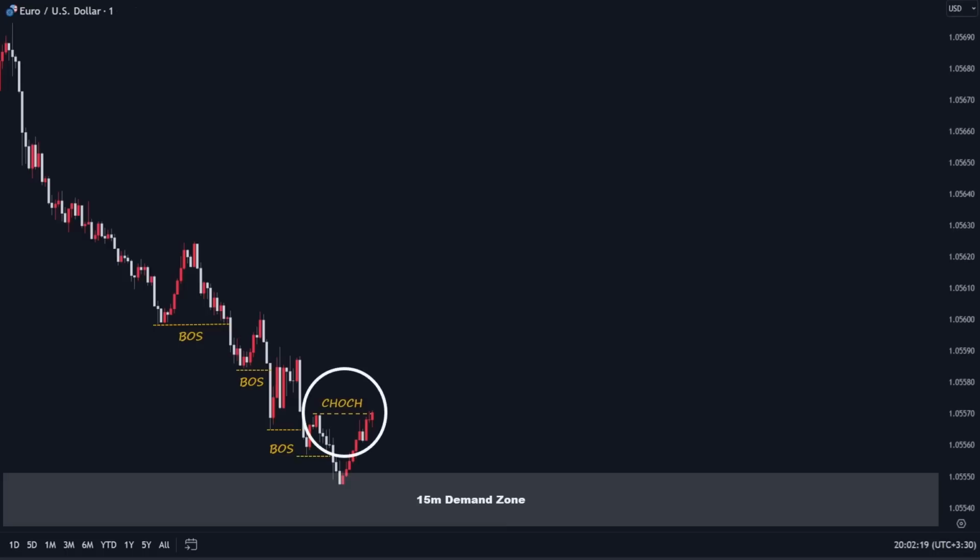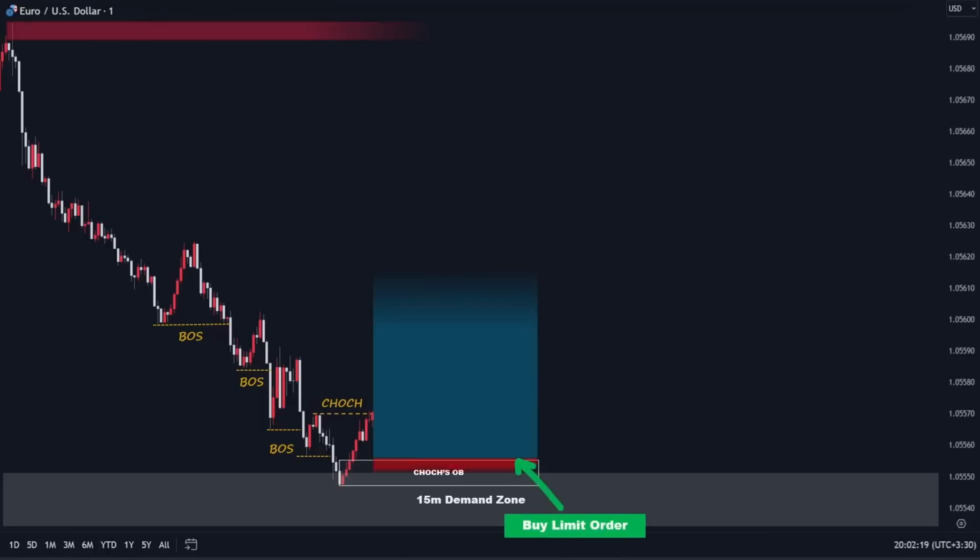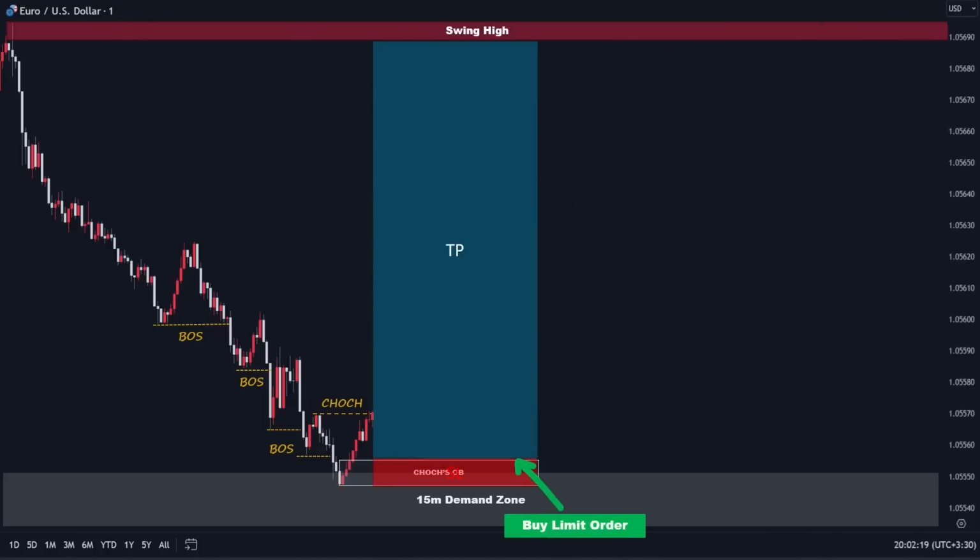Once the change of character is confirmed in the 1-minute time frame, our next course of action is to identify the order block generated by the CHOCH's wave in the 1-minute time frame. Subsequently, we place a buy limit order at the highest point of the zone, with a stop loss set a few pips below the lowest point of the area. As for the take profit, we set our target at the swing high of the current time frame. Now that we have placed our buy limit order, let's see how the market reacts and see if our trade setup plays out successfully.